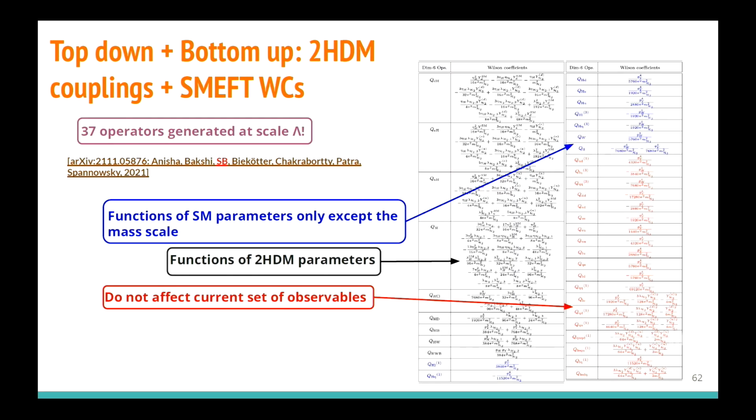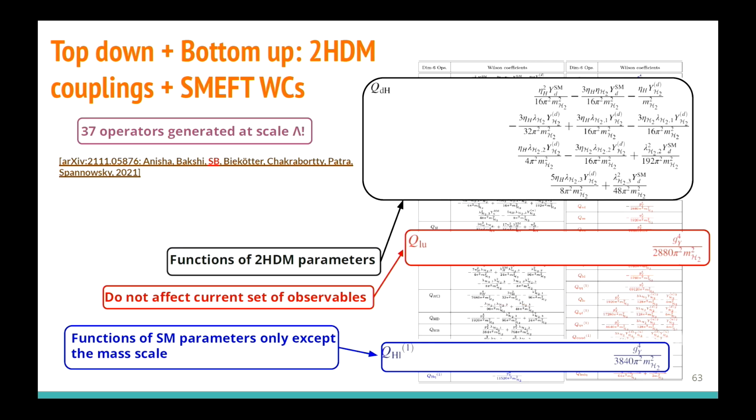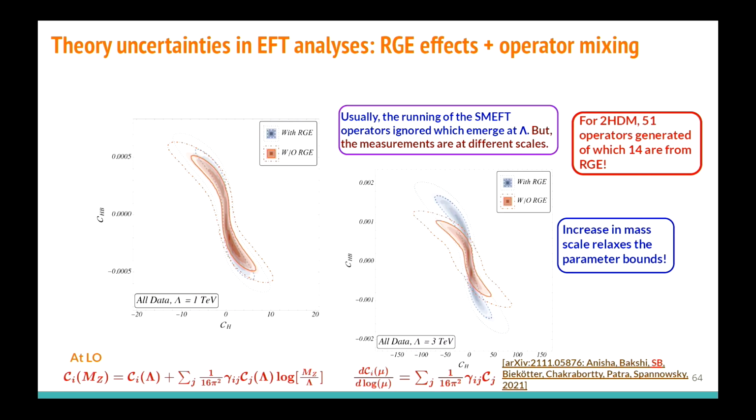After integrating out, yeah. So that's a top down. What is the meaning of top down plus bottom up? What do you mean by that? So top down plus bottom up means that, I'll be coming to these slides. So here we have basically plotted these operator coefficients CH versus some CHB. So there will be many such combinations.